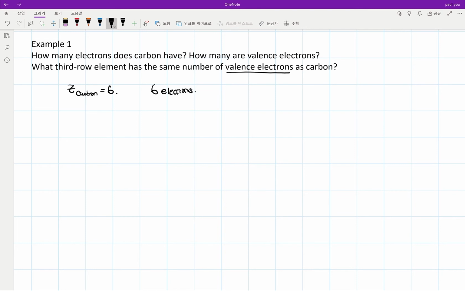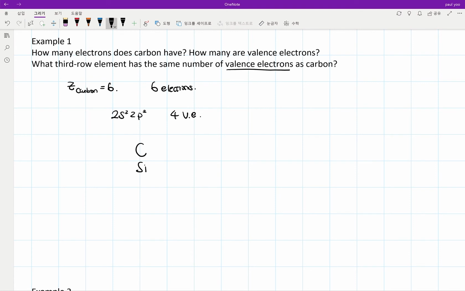Of these, it has 2s 2 and 2p 2 electrons, so a total of 4 valence electrons. If you see a periodic table, under carbon there will be silicon, in the same column, and the column represents the same group number, group 4A, which means silicon also has 4 valence electrons. So the answer is silicon, and 6 electrons and 4 valence electrons.